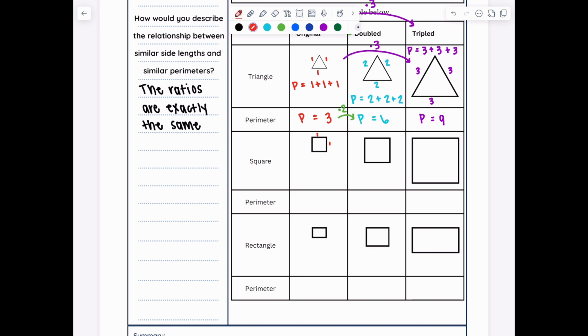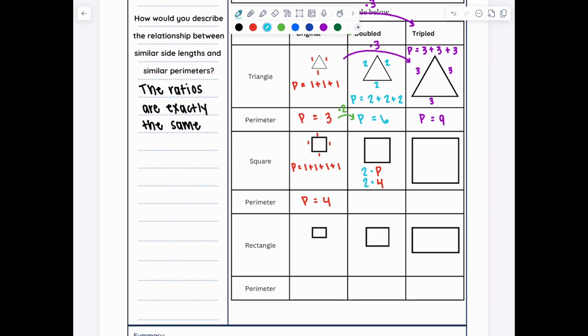So if now we say, well, what if I have a square? Well, a square has 4 equal sides. So if you start out with this original square where there are 4 sides that each measure 1, if you add that together, you have 4 ones, which gives you a perimeter of 4. Now, if you double that square, you should kind of have an idea of what's going to happen. Without actually writing down all 4 of those side lengths, you should be able to think about how if I'm doubling the perimeter and I'm doubling the side length, that ratio stays the same.